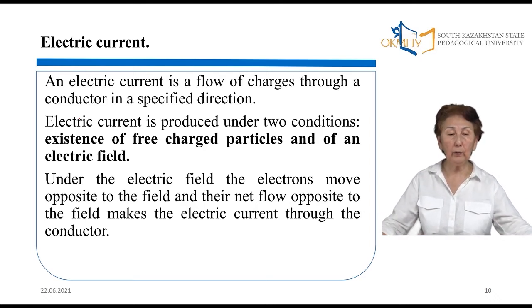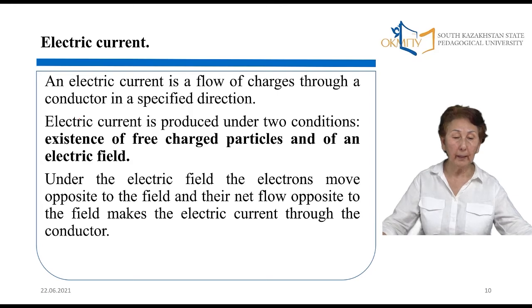So just now we will consider electric current. What is electric current? Electric current is a flow of charges through a conductor in a specified direction. Electric current is produced under two conditions, that is, existence of charged particles and existence of an electric field.